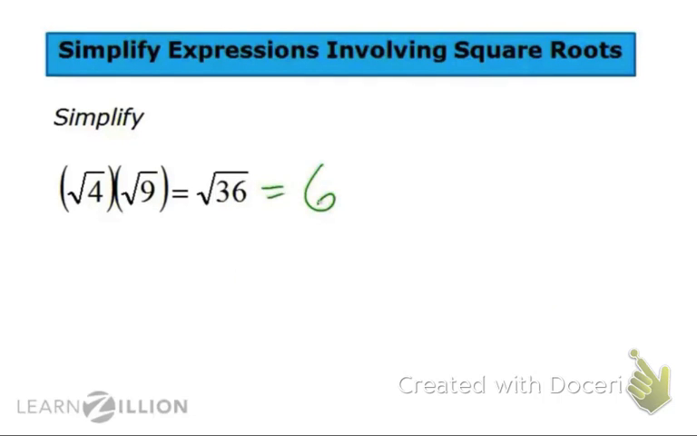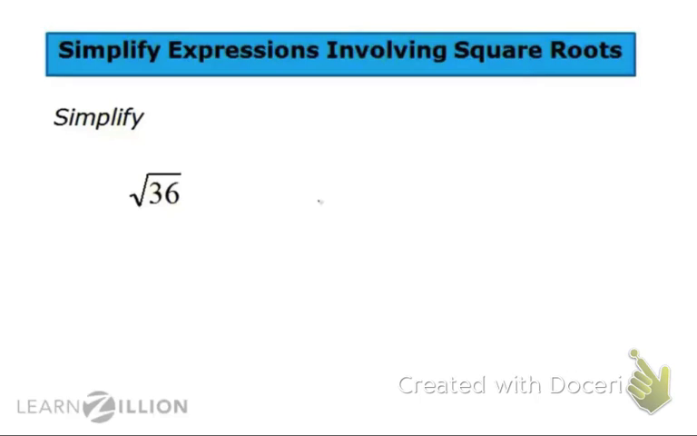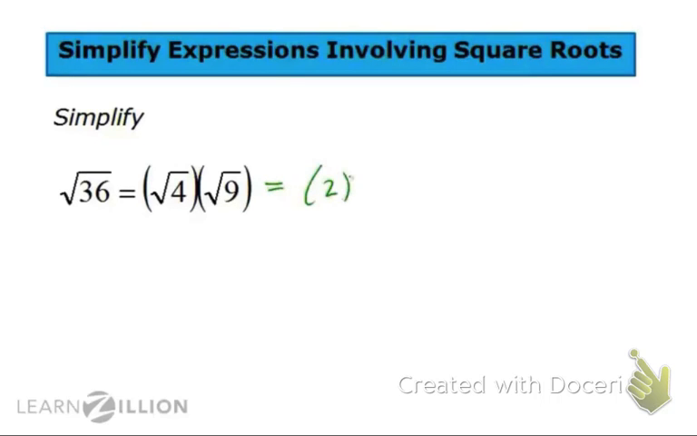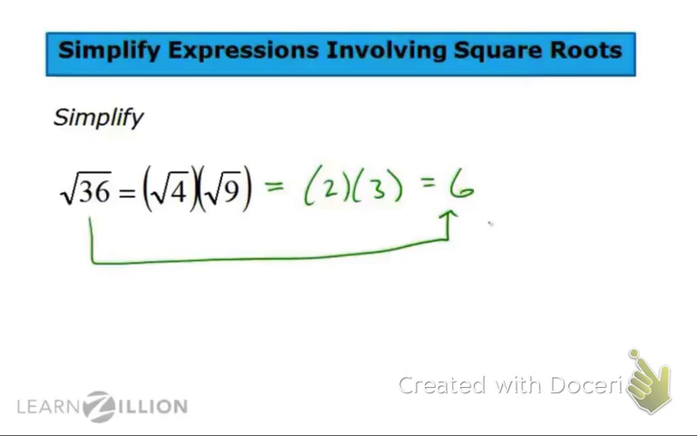Now I could start the other way and start with radical 36, then break it up into two factors, radical 4 and radical 9, which would give me 2, because that's the square root of 4, and 3, because that's the square root of 9. And 2 times 3 is equal to 6, exactly what I expected when I would take the square root of 36 in the first place.